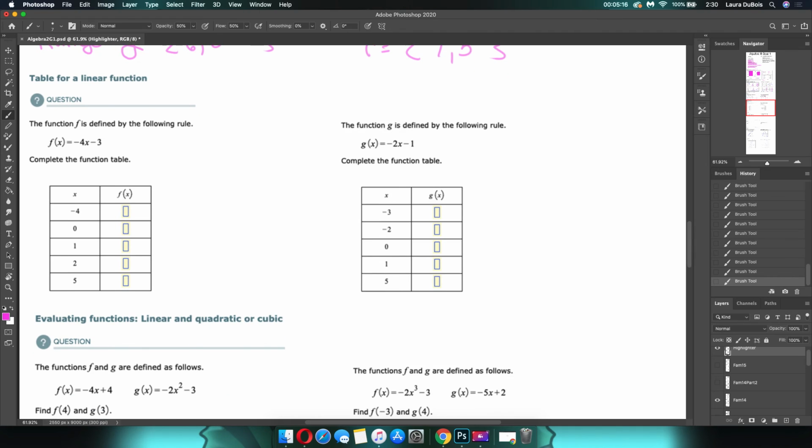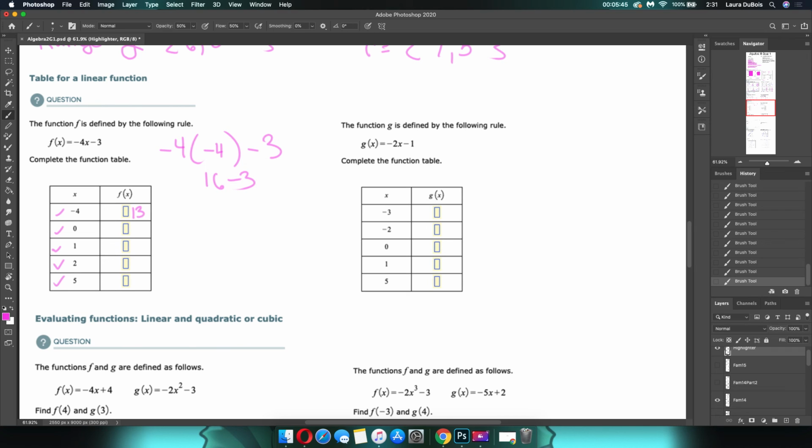Next, table for a linear function. Let's take a look. All you're doing is that negative 4x minus 3. All you're doing is plugging in every single number they give you. So the first one they give us, for example, is a negative 4. So instead of writing x, we're going to put negative 4. What's negative 4 times negative 4? It's going to be 16 minus 3, which is 13.